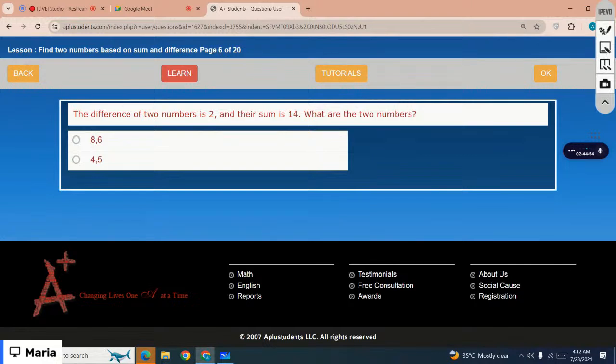The difference of the two numbers is 2 and their sum is 14. What are the two numbers? So which is the correct option?